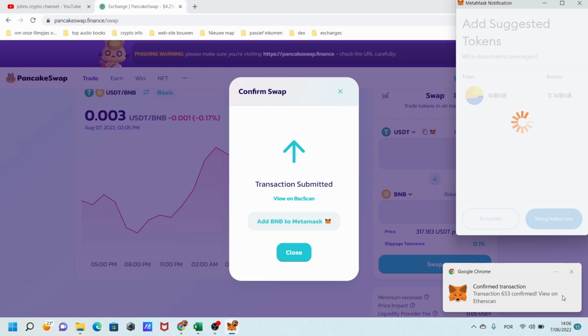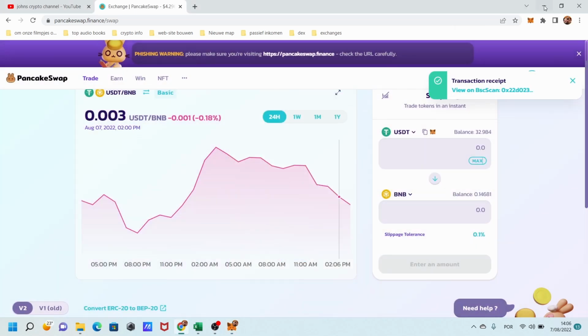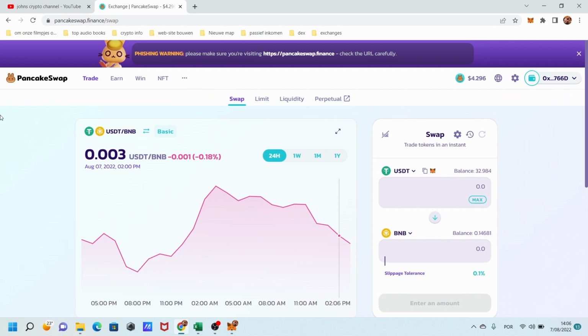The transaction has already been confirmed, so that means my swap has been done. Okay, close. Now you can see I only have $32 and I have 0.14 BNB. So this is how you use a DEX to trade.